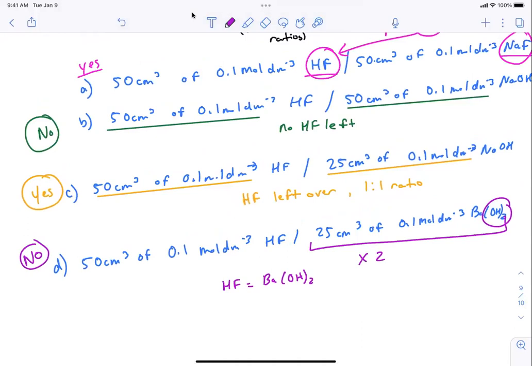Okay. Any questions? Yes, Rachel. Oh, because HF and NaOH react in a 1-to-1 ratio. So 1 mole of NaOH reacts with 1 mole of HF. And in this case, in C, you have half the moles of NaOH as you do HF. So you should still have half of this left over. But here, because it's 2-to-1, because there's 2 OHs, that's the same as having 50 centimeters cubed of NaOH, which is then the same.